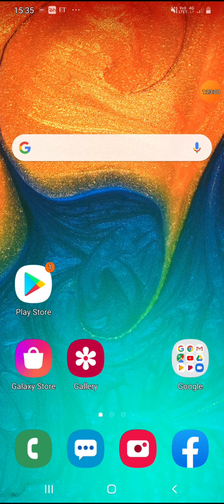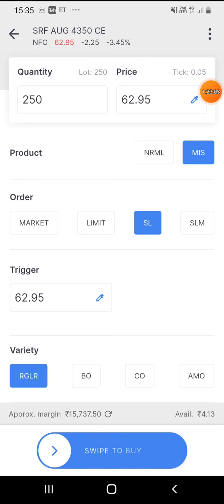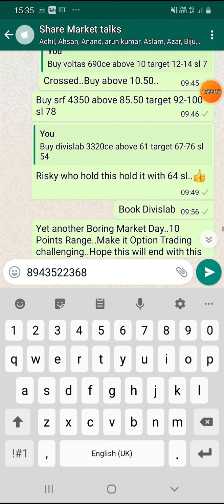Okay, so like this, once our value is crossing, it will have a jump and we are making profit out of these calls. That is our strategy. And also like this, we will give 5 to 7 profit calls. You saw the DiviSlab, Power Grid, and now SRF. After that also we gave a call.